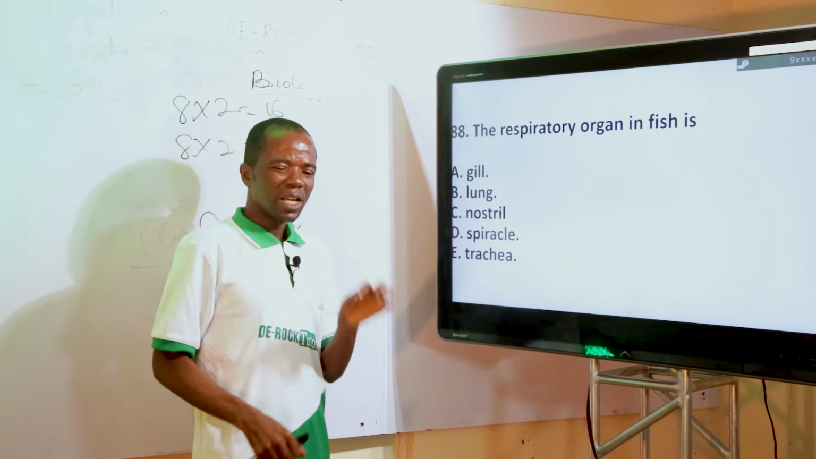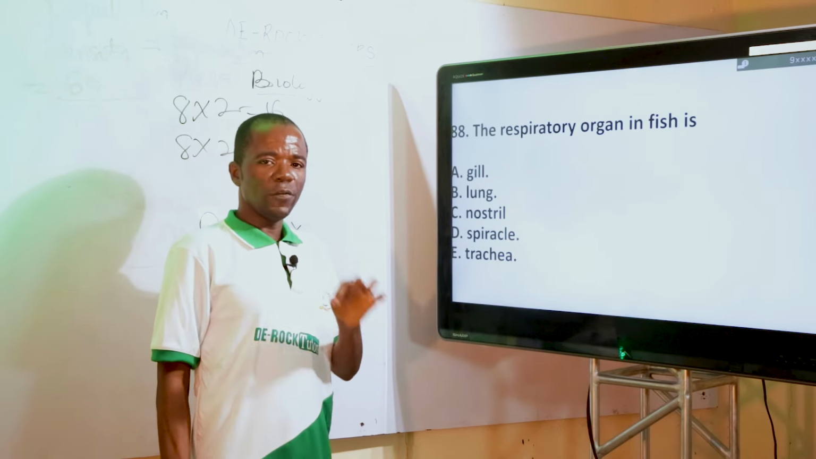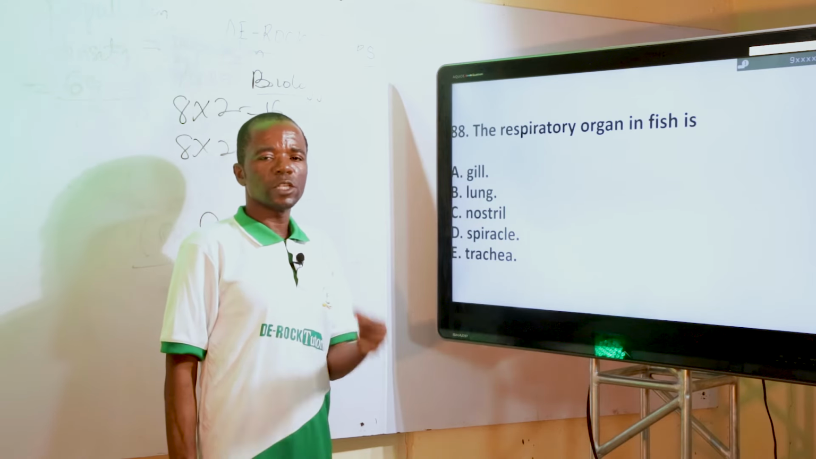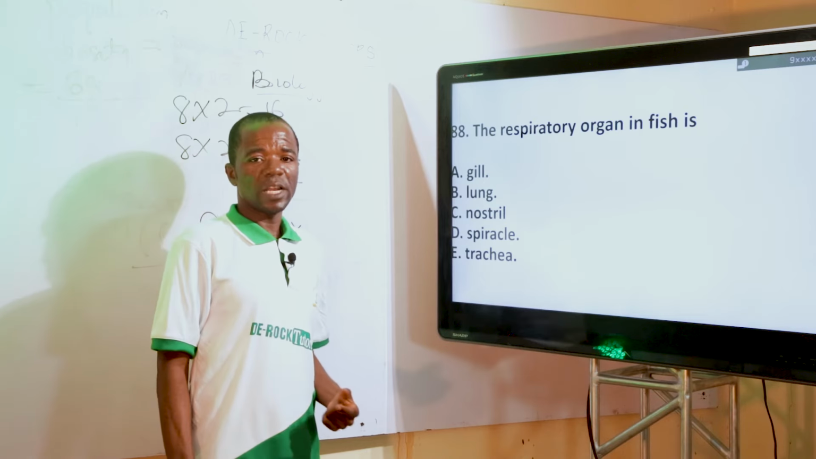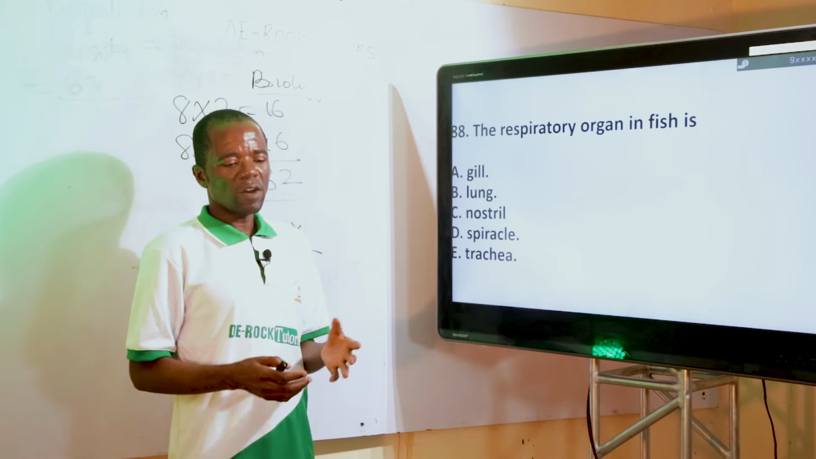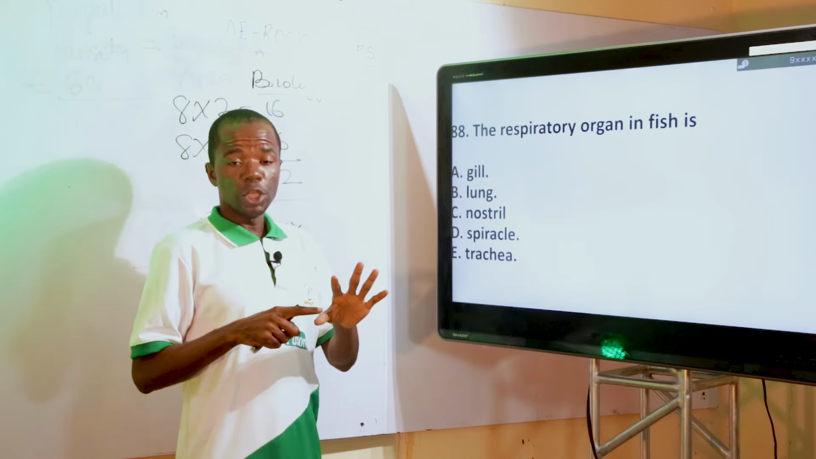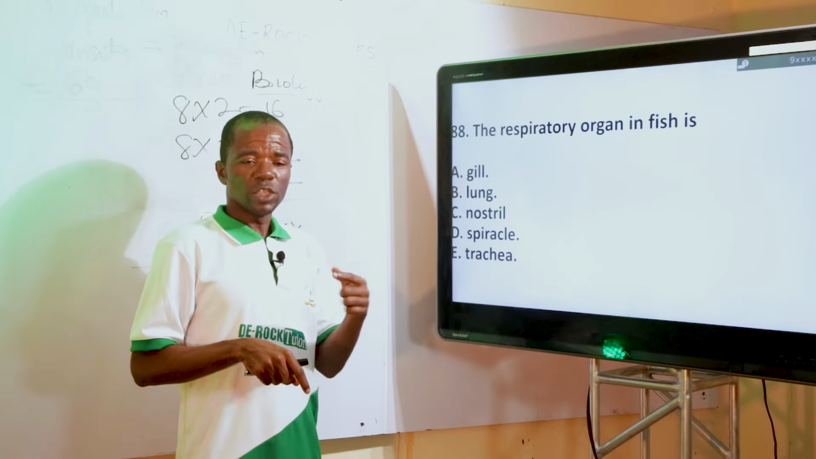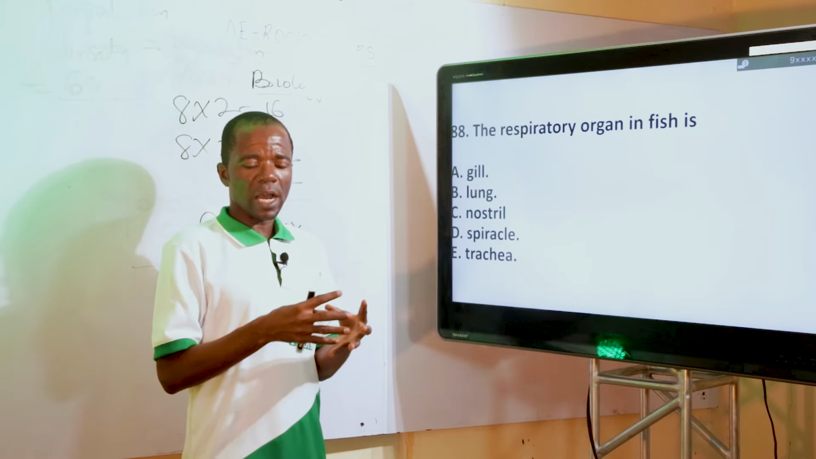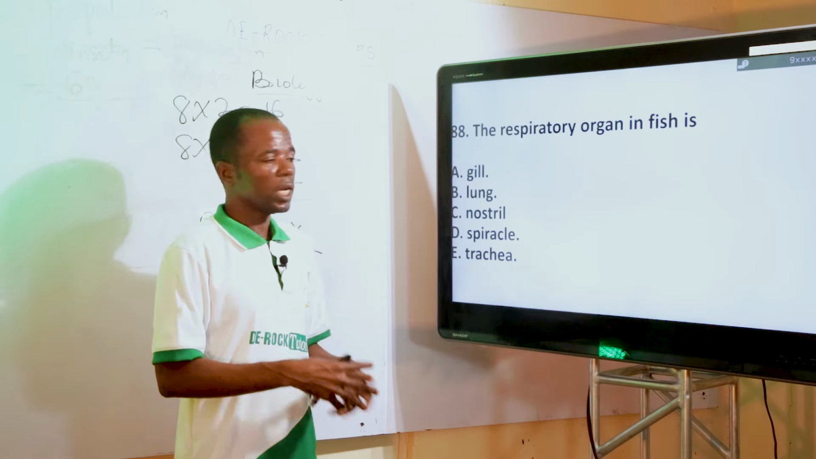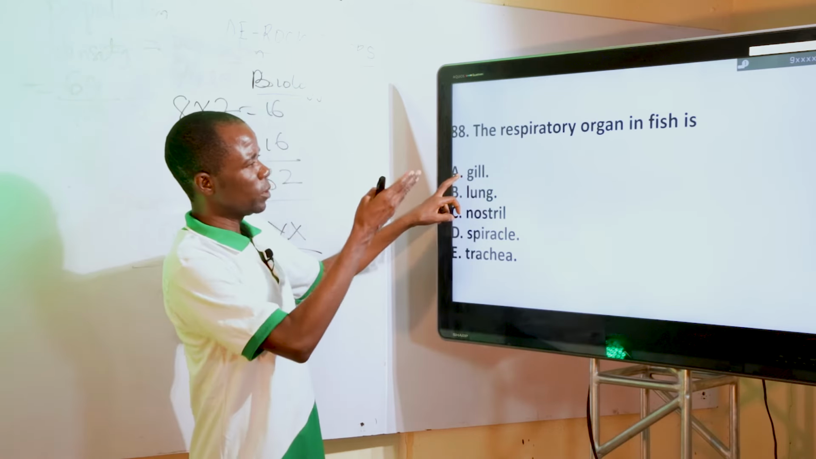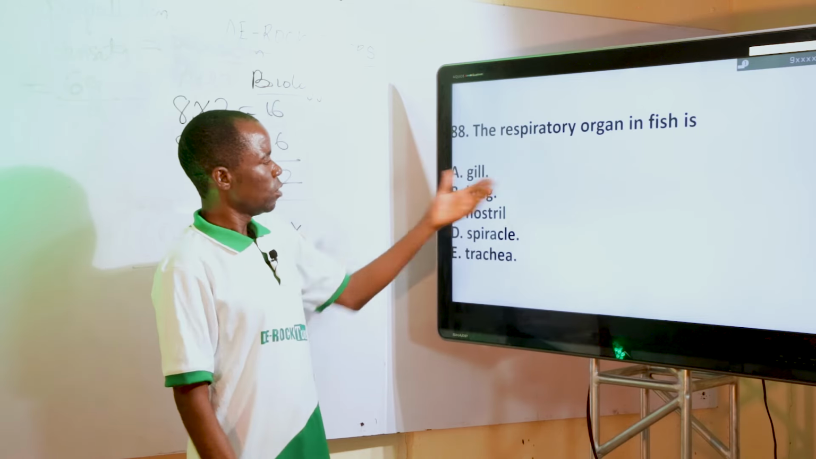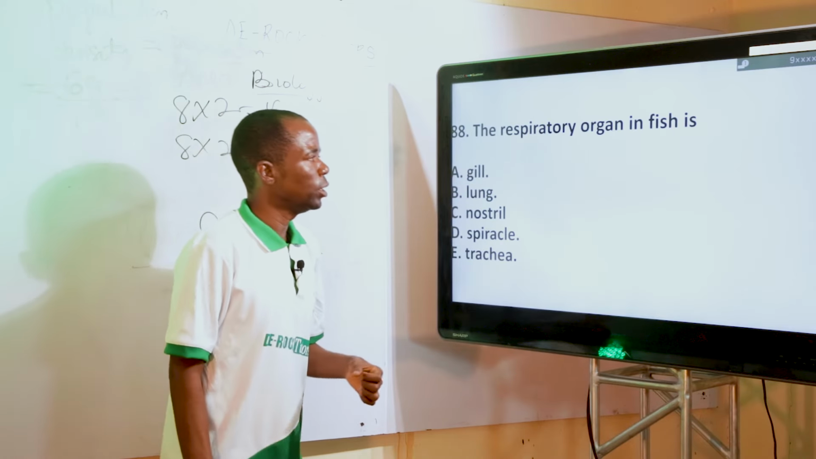And by extension, the exact part of a gill that is involved in respiration is called the gill filament, because a gill is made up of 3 components. The gill filament, which is where respiration takes place, the gill raker, which is used for feeding, and then the gill arch, which holds the filament together. So the respiratory organ that fishes use for respiration is gill.